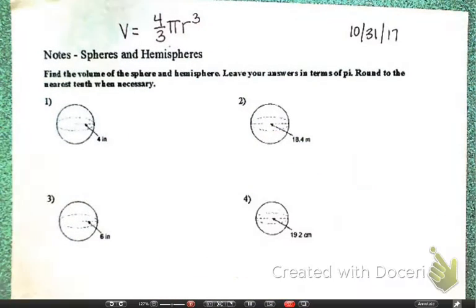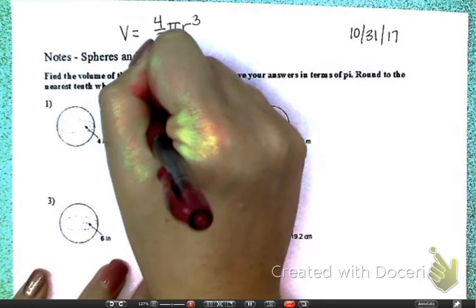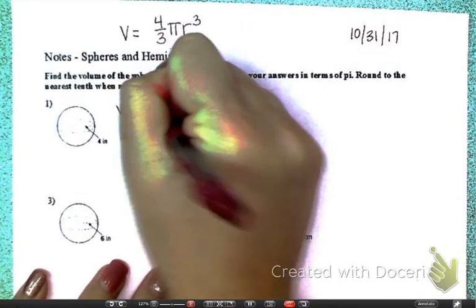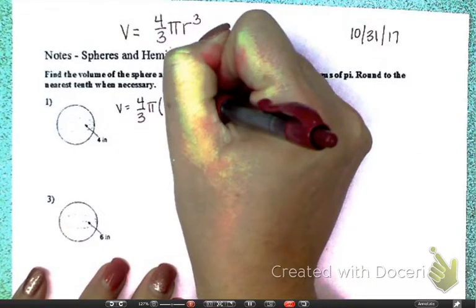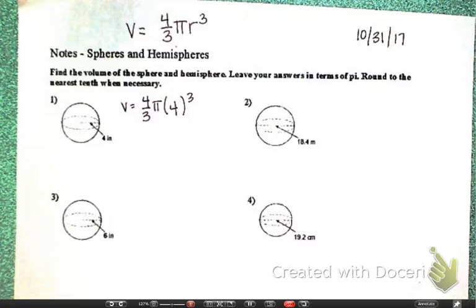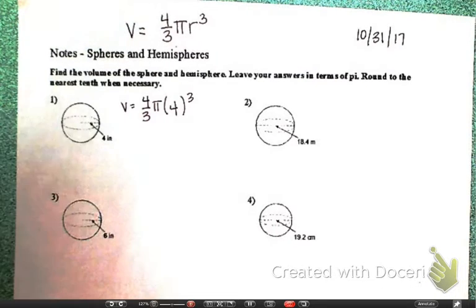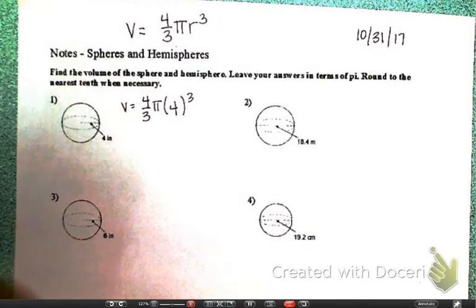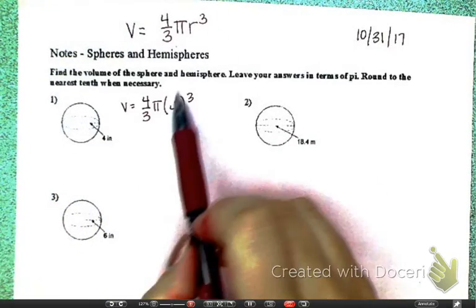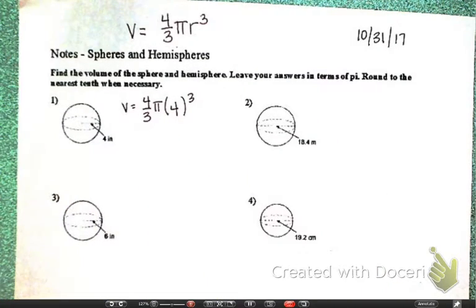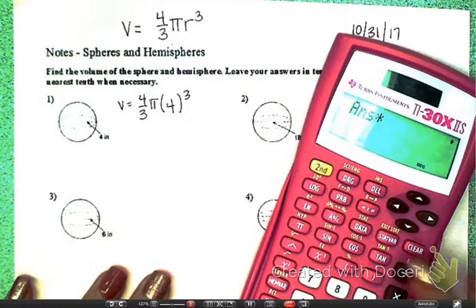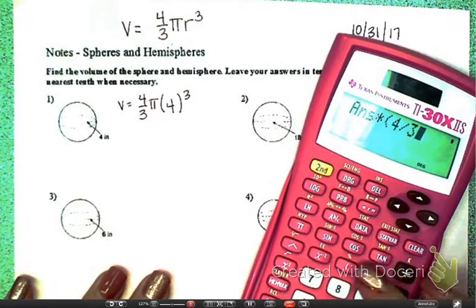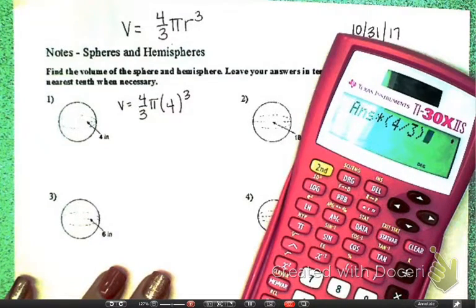Okay, so for number one, we have 4/3 times pi. The radius in number one is 4, giving you 4 cubed. So in your calculator, do 4 cubed first. So 4 to the third power is 64. Then you're going to multiply it, and I'm going to show you on my calculator so you can see. You're going to multiply it by 4/3. Make sure 4/3 is in parentheses so that it actually does that piece first.